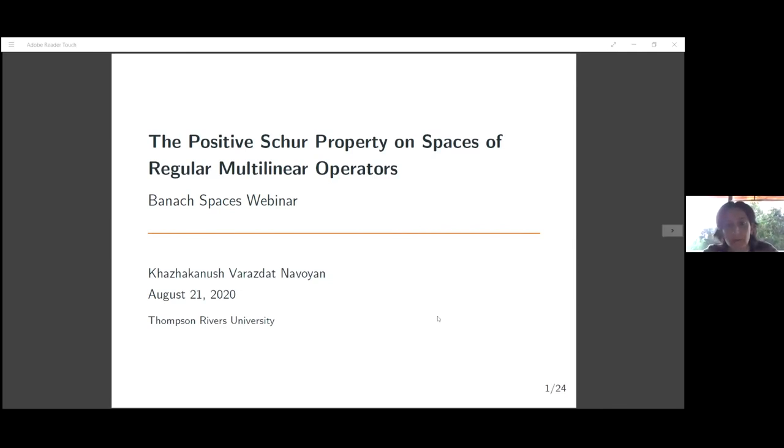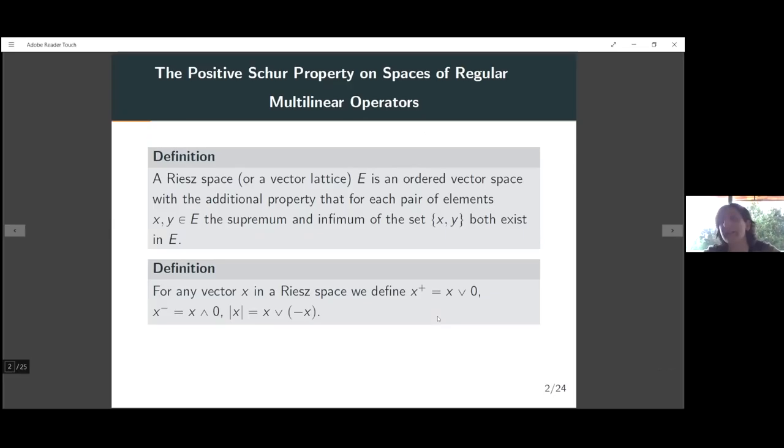So I will start by introducing some necessary definitions, and in particular, a Riesz space or a vector lattice, which is the same, is an ordered vector space with the property that the supremum of any two elements of the space again belongs to the space.